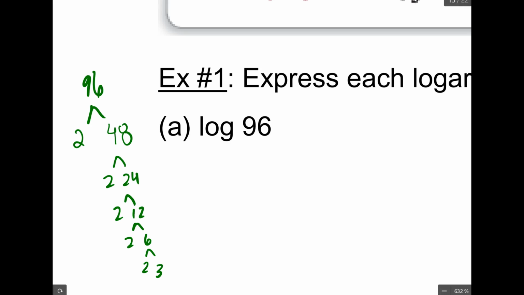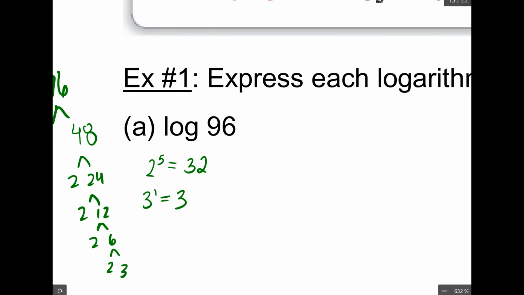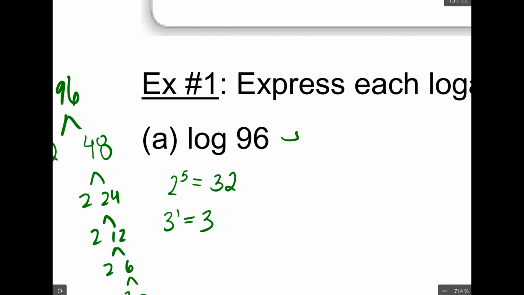Wow, this is a little crazy. So 1, 2, 3, 4, this is 2 to the 5th, which is equal to 32. And then I have a 3 to the 1st, which is equal to 3. So I'm going to rewrite log 96 in terms of log 2 and log 3. First, let's rewrite this as log of 2 to the 5th times 3, because 2 to the 5th times 3 equals 96.